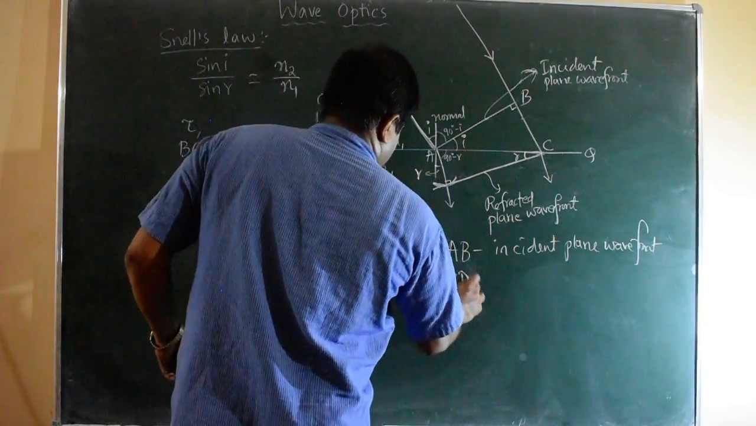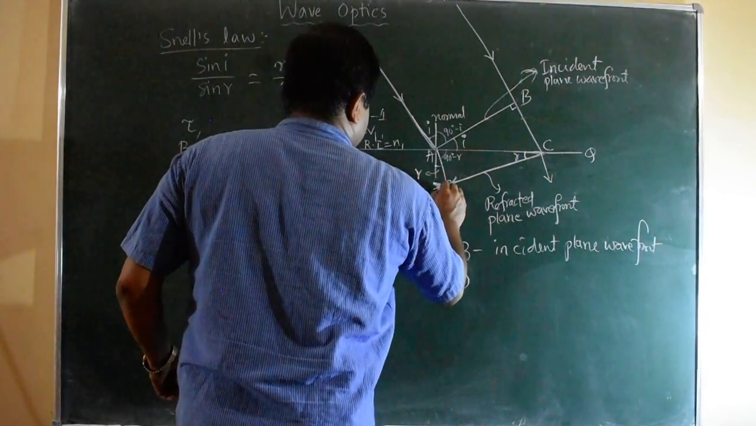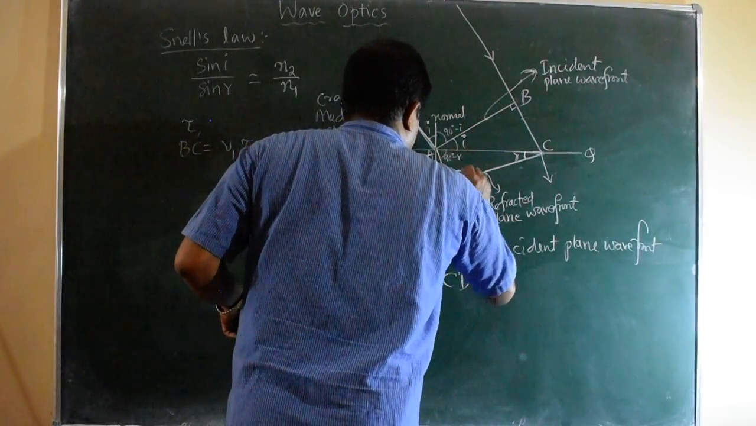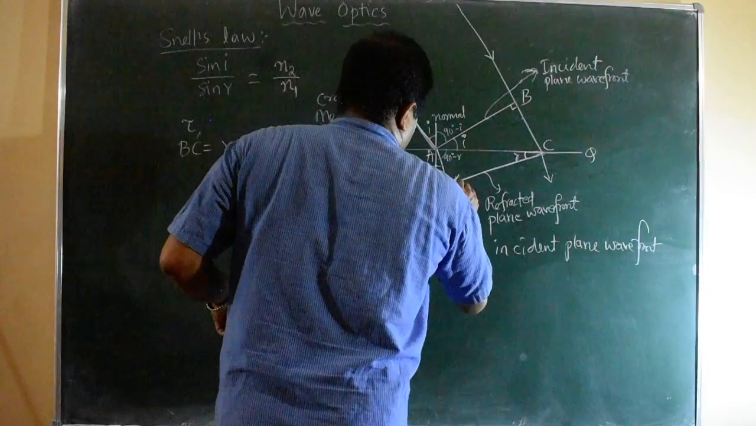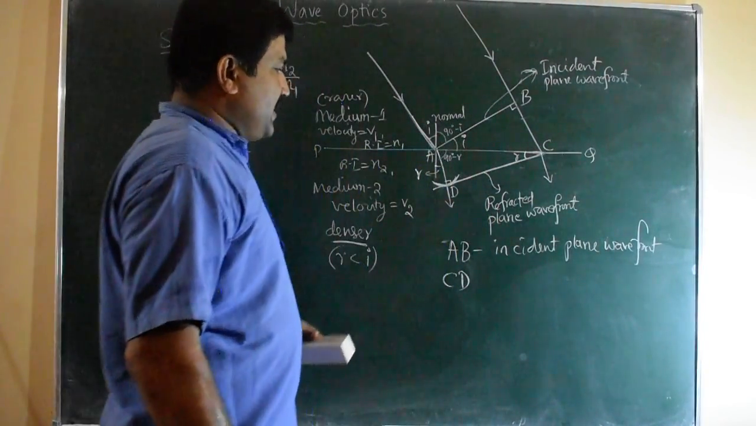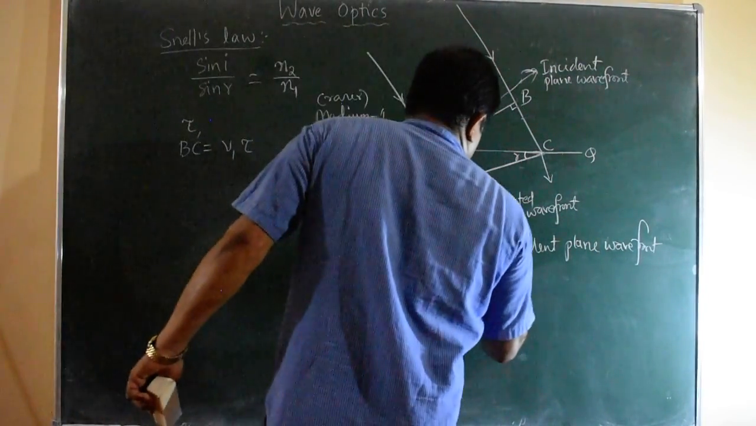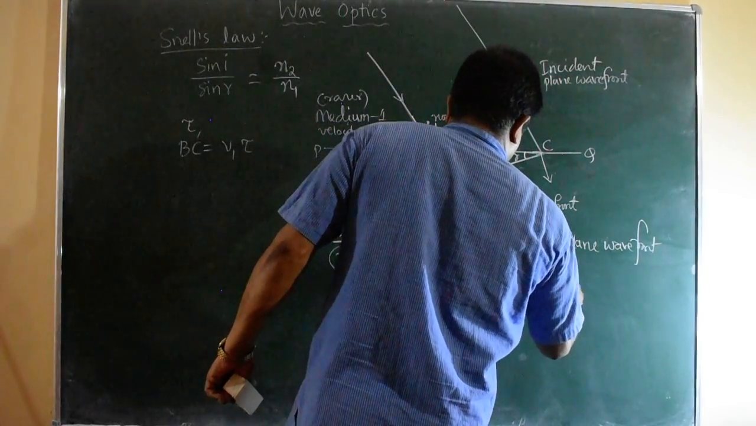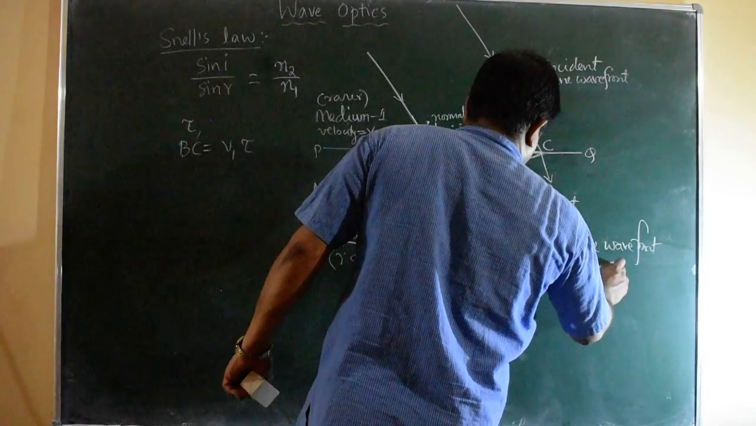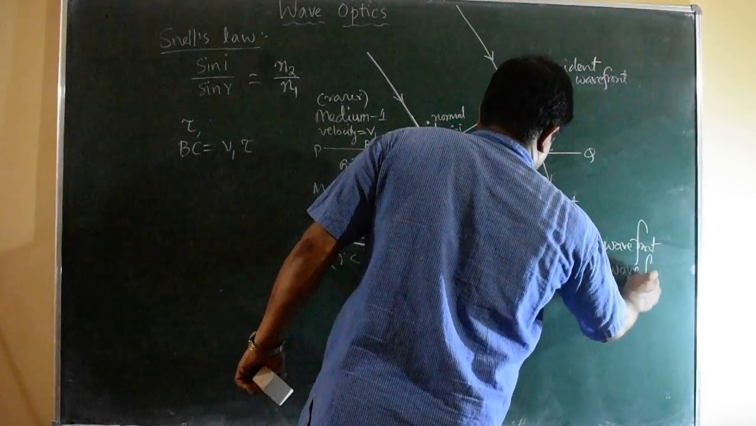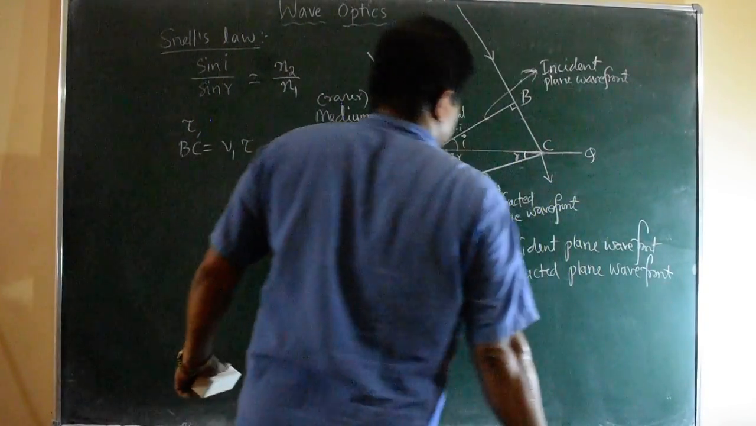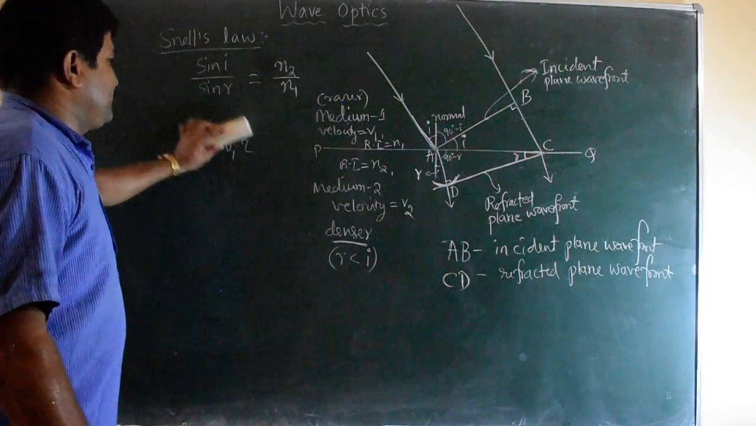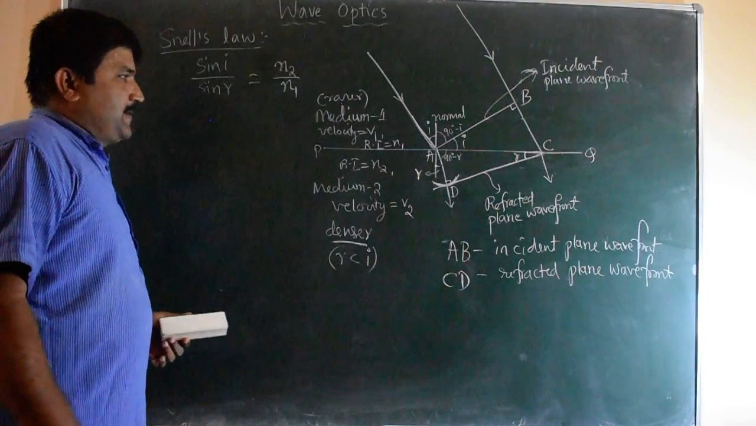Whereas CD, this point is D here, where the tangent to the spherical wavelet is drawn. That is CD. This point I will take as D. So CD is the refracted plane wavefront. Okay, that's all about the explanation of this diagram.